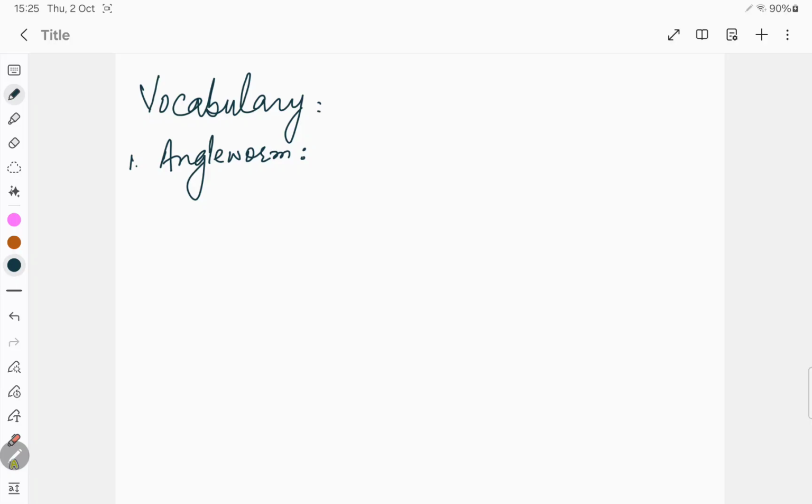So the very first word here we have is angleworm. That simply means an earthworm, which is present in the soil. Well, and actually it becomes a victim of the birds and the other animals. And the antonym of this word can be a predator. That means the one who is going to hunt.